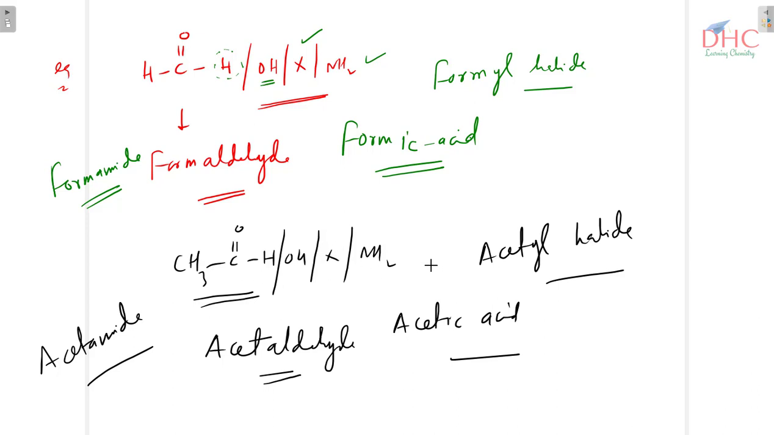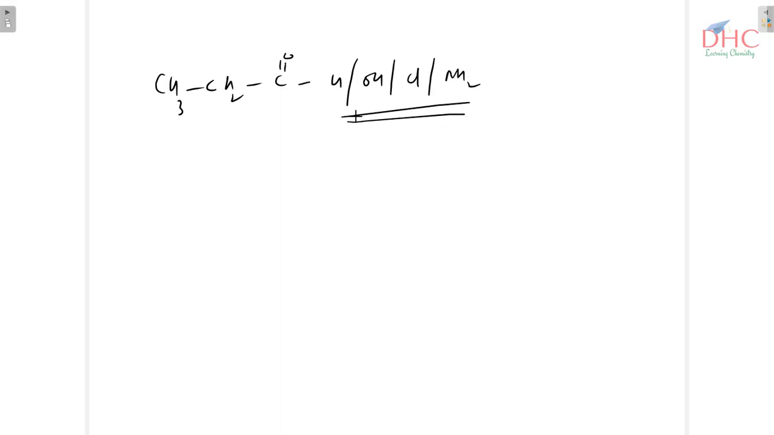Next example we shall be taking over here is, if we have this compound CH3CH2CH2, C double bond O, here can be H, it can be OH, it can be Cl, it can be NH2 again. So it can be any one of these. Now the point is, since there are three carbon atoms, 1, 2, 3 carbon atoms, it's propion.